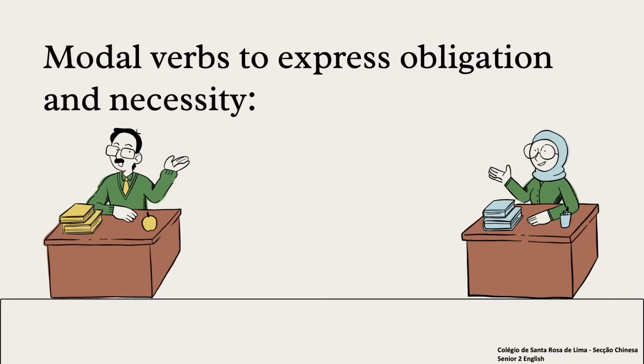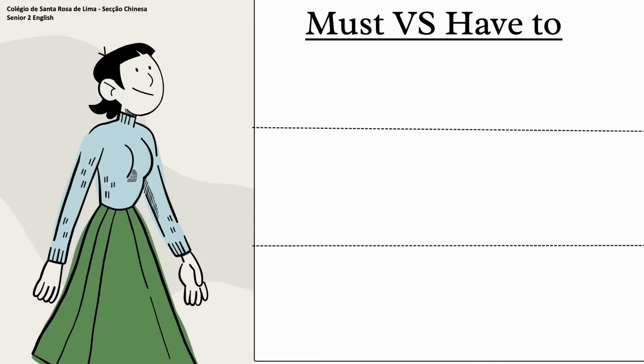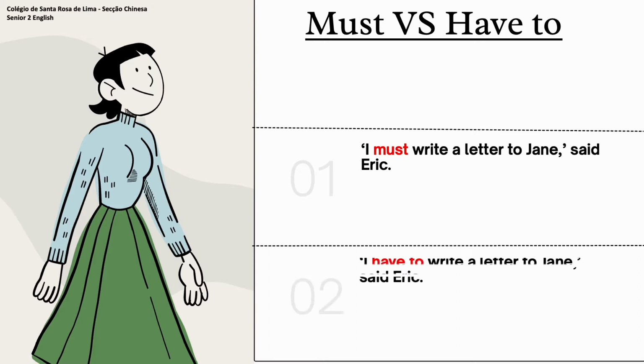Next, I want to introduce 2 modal verbs to express obligation and necessity. They are must and have to. What are the differences between them? Now, I have 2 sentences for you. The first one, "I must write a letter to Jane," said Eric. And the second one, "I have to write a letter to Jane," said Eric.